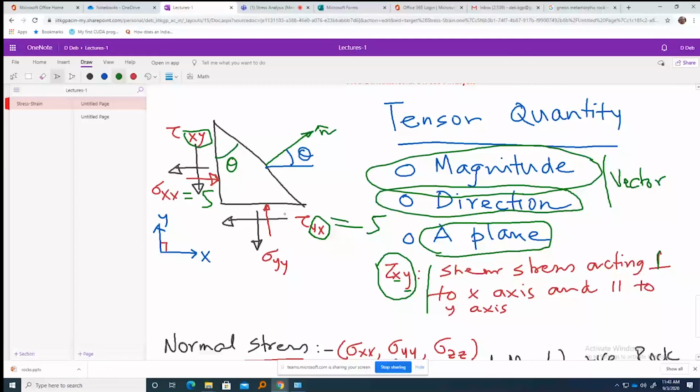I hope you have understood the difference: since they are acting in two different planes, it will not be possible to apply the normal vector operations to a tensor quantity. Okay, we do, but we do it in a different way.